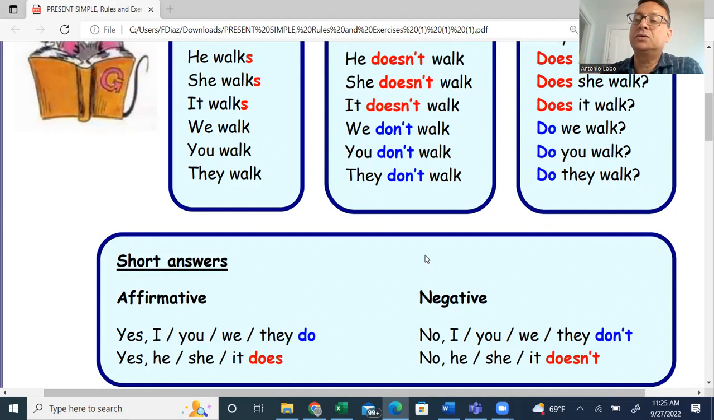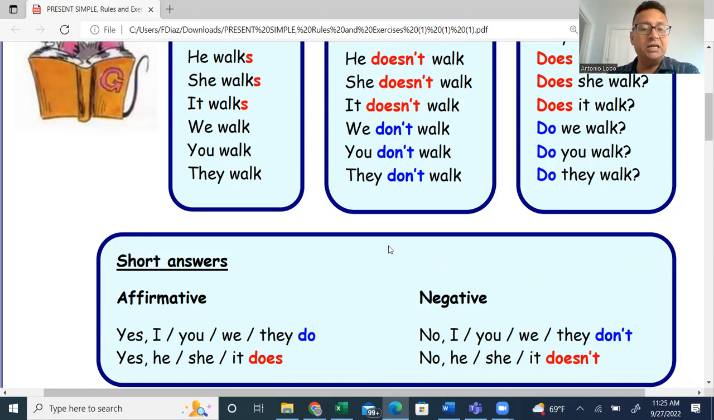Short answer. Do you study English? Yes, I do. Do you study French? No, I don't. Okay. Does she study English? Third person. Yes, she does. Does she study French? No, she doesn't.